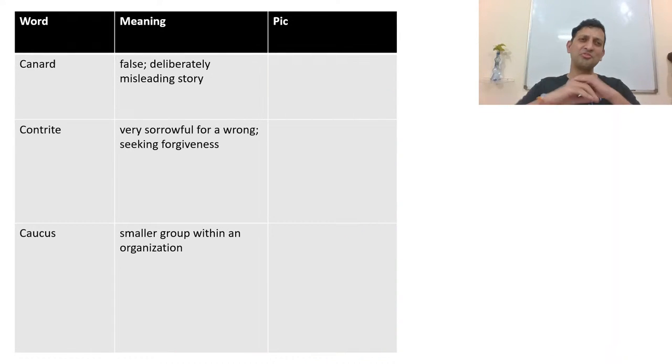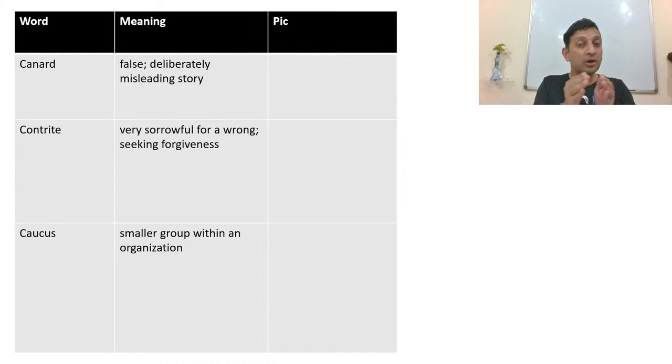Canard: something which is false. A deliberately misleading story. Bekar ki lambi lambi phekna. False stories, that's a canard. Contrite: when you can't do something right and you feel so sorry. So, you're feeling very sorry for the wrong you have done and you're seeking forgiveness. Sorry dear, I can't do it right. I am contrite. It's contrite.